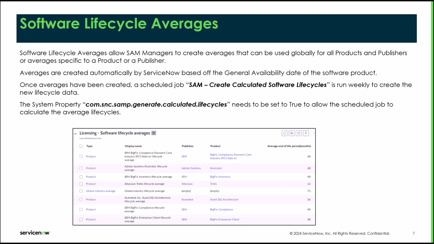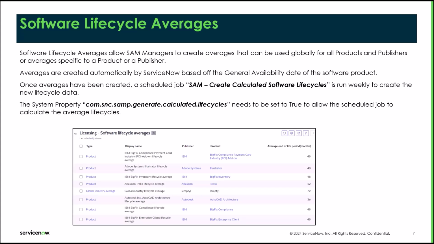Once these averages have been created, there's a scheduled job that runs weekly called Create Calculated Software Lifecycles. That's what does the matching and looks for the general availability date, compares it against the averages, and then creates that automatic lifecycle information for you.